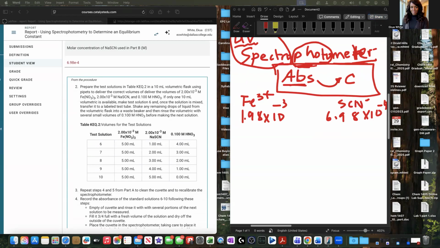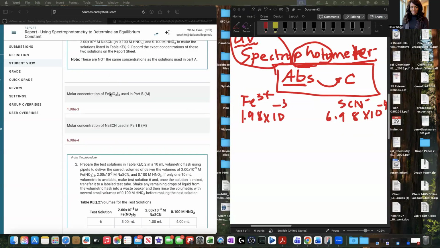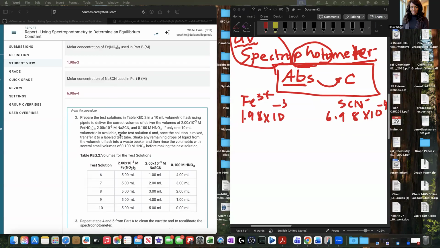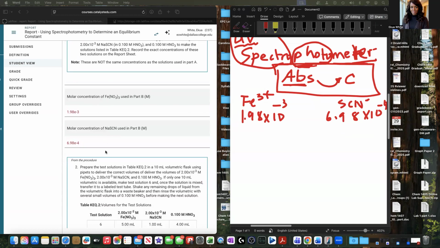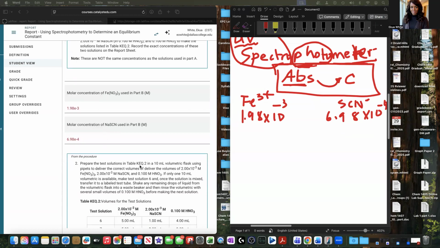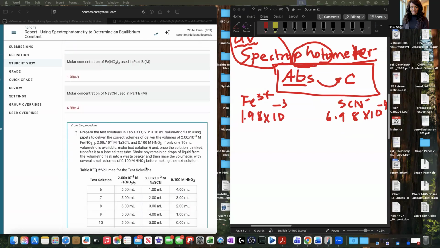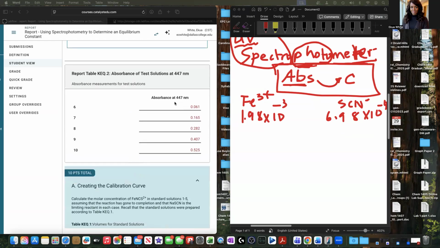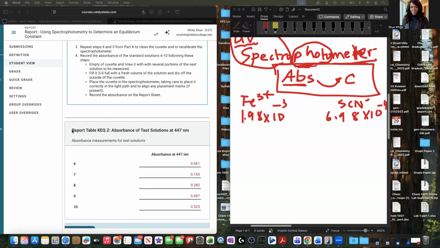Okay. So since we have these numbers right here, let's go ahead. Yeah, we have the molar concentration. So we're told to prepare the test solutions using the table, using 10 milliliter. That's for on campus. We're not using those. And so according to the amounts we have here, we have these test solution concentrations.